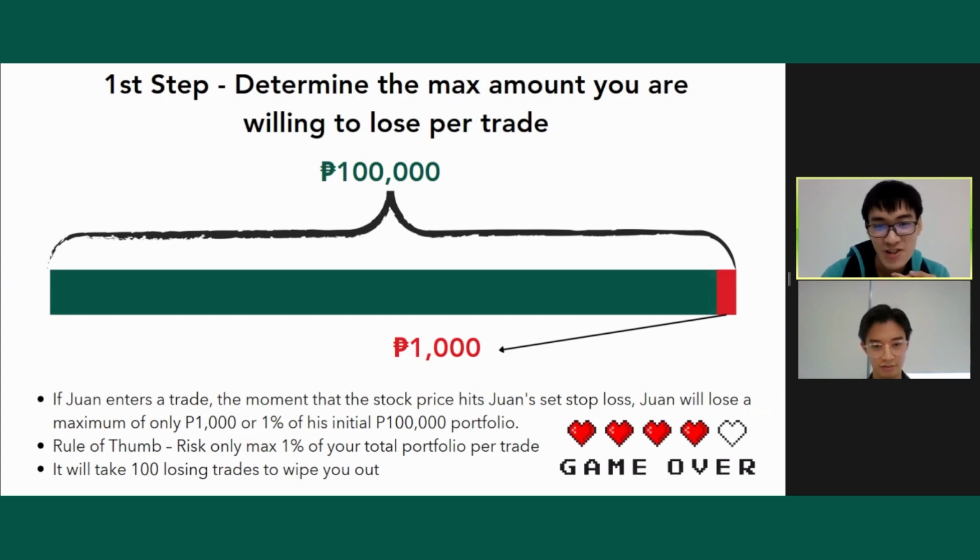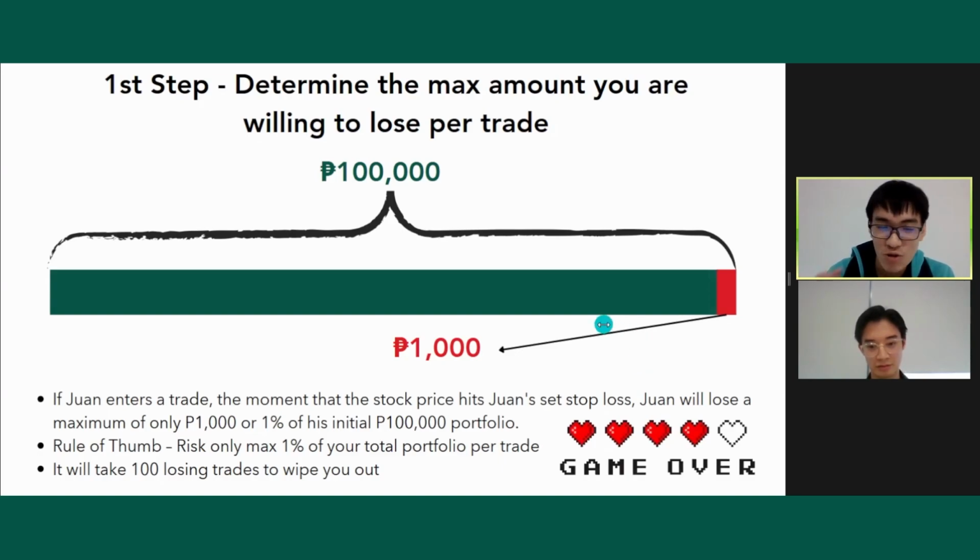So medyo malas ka na, diba? If you lose 100 trades in a row, diba, Franco? Yeah. So you gotta go back and revisit your trading plan. Yep. So essentially, that's how you should think of trading. Think of it as a game where you have 100 lives.